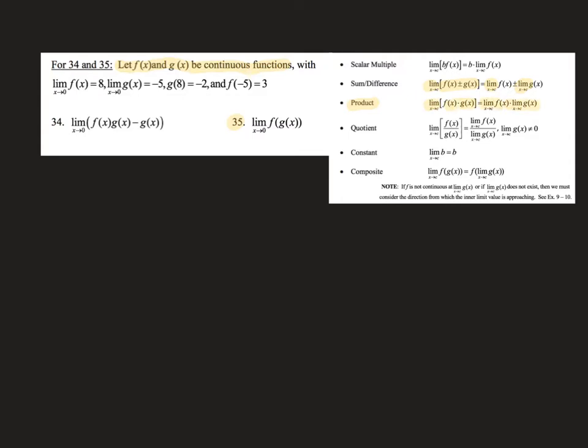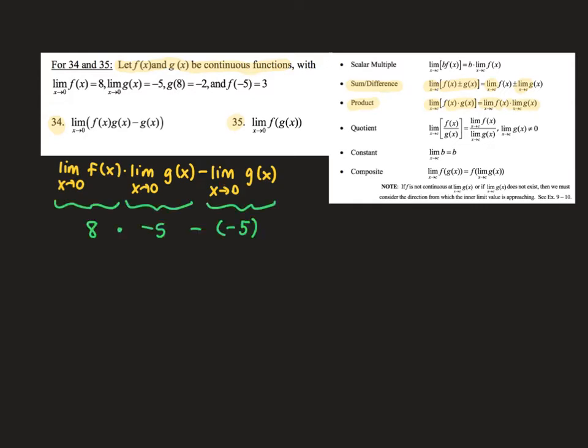So I'm going to apply these two properties on number 34. So you see, all I've really done here is just done the limit as x approaches 0 of each one of these functions, and I've kept the operations between them the same. And now I just look at the given information. See, limit as x approaches 0 of f of x is 8, of g of x is negative 5, and I just plug those limit values in. And then when I just do all of these calculations, I end up with a final answer of negative 35.